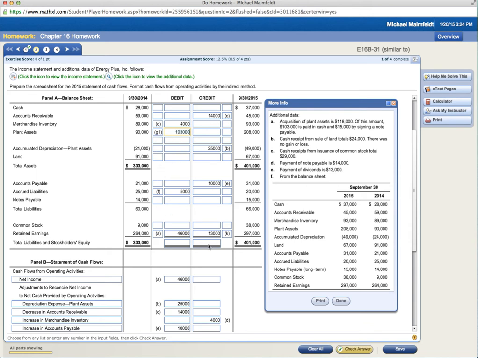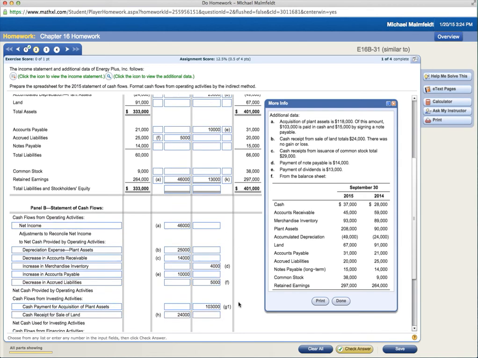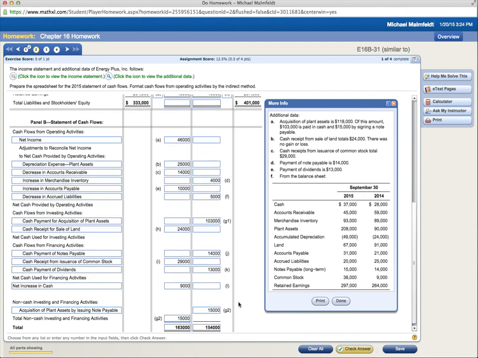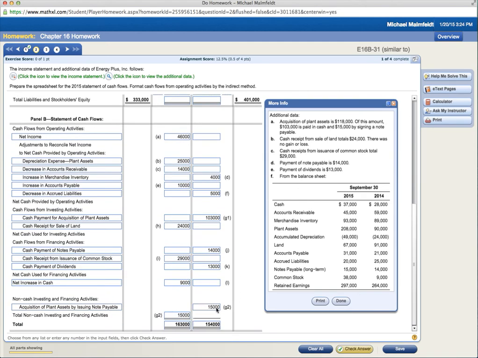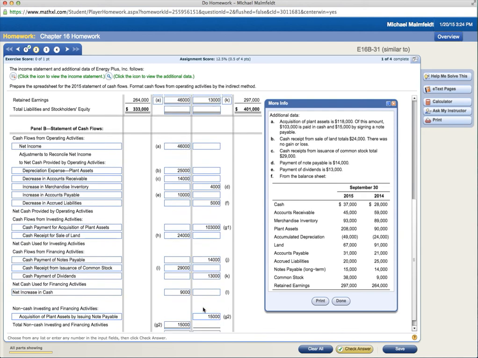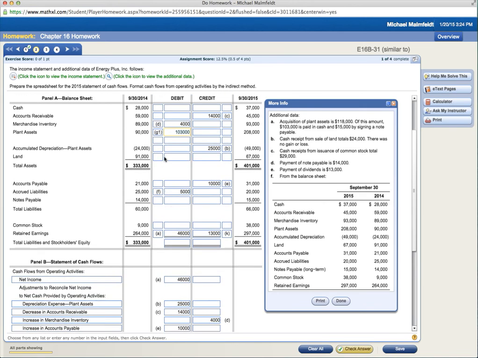And then we might as well look down here to see what we need to plug in here to finish out this transaction, even if it's not the next one on the list. So if we go down here, we can see that we have this acquisition of plant assets by issuing a note payable. That's number G2. So we'll plug in G2 right there. Again, we're increasing an asset account here, so that's going to need to be a debit to show that increase.